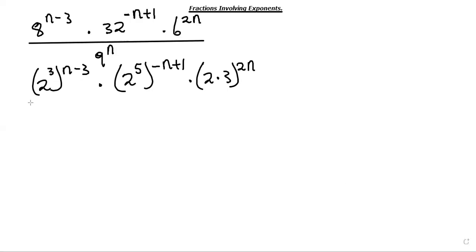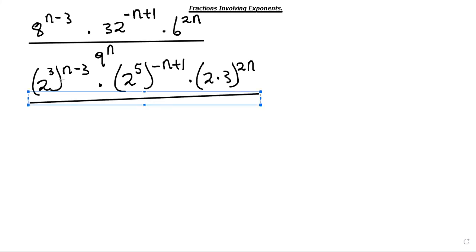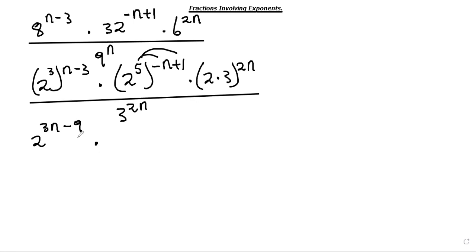And then we come to 9. We write it in exponential form as well. So it's going to be 3 squared, which is raised to the n. So we can say it's 3 to the 2n right away. Then we come to this one. We distribute the 3. So then we have 2 to the 3n minus 9. Then we come back to this one and distribute the 5. So we have 2 to the negative 5n plus 5. Then we say times.